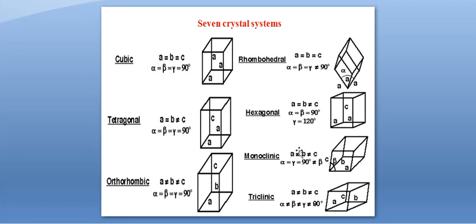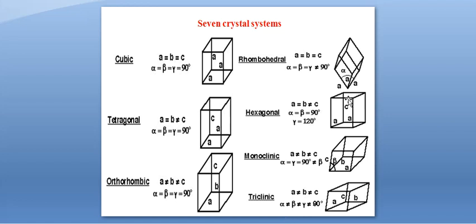Monoclinic, all the axial lengths are not equal. a is not equal to b is not equal to c. Alpha is equal to gamma which is equal to 90 degrees, but which is not equal to beta in the case of monoclinic. Then triclinic, a is not equal to b is not equal to c, alpha is not equal to beta is not equal to gamma is not equal to 90 degrees. Okay, so these are the 7 crystal systems.